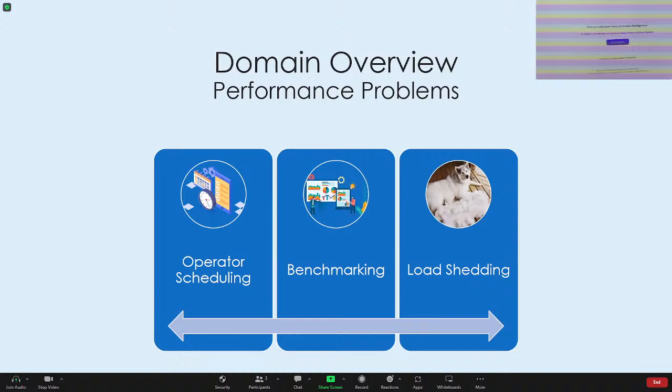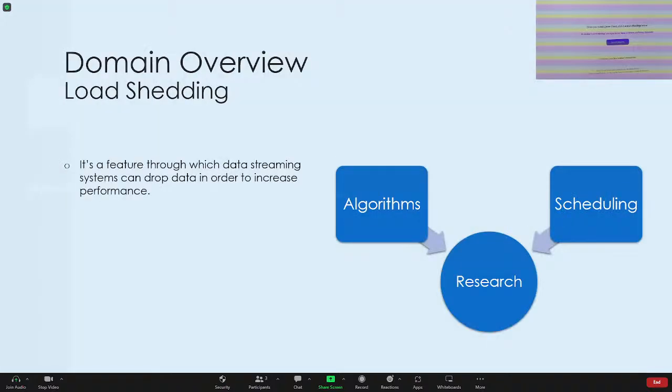And the third one is load shedding, which is what we focus on today. Load shedding is a feature through which a data streaming system can drop data in order to increase the performance of the system. That means that basically you are decreasing the accuracy of the system. So that's the downside of doing load shedding. But with this downside, you are getting better performance because the system doesn't have to process all the data. So that's the good part.